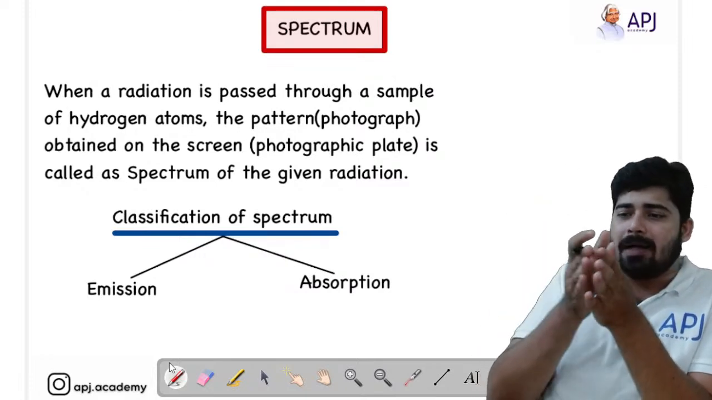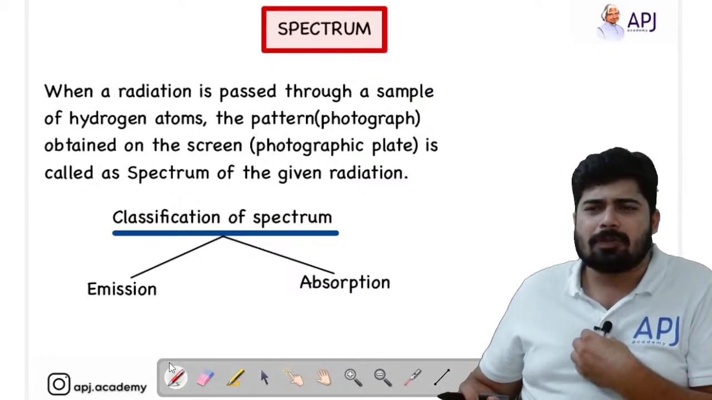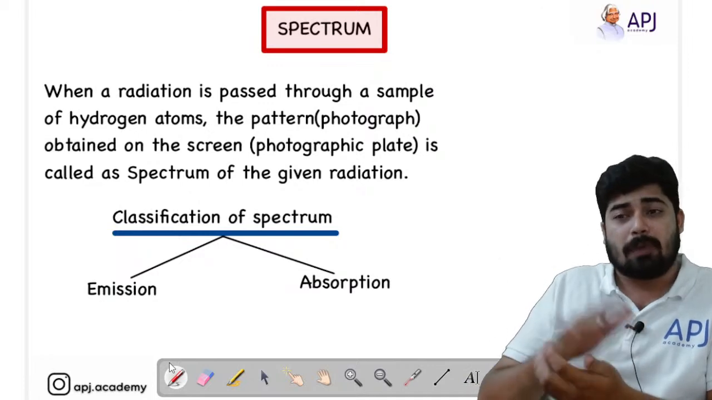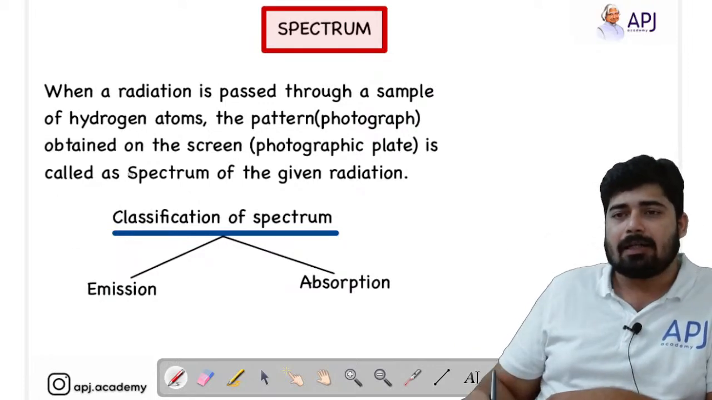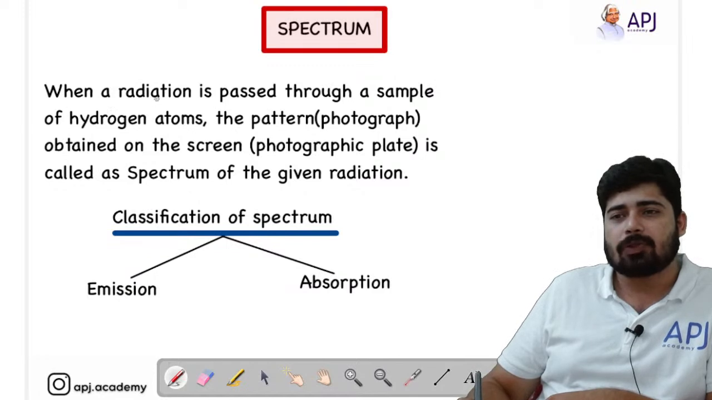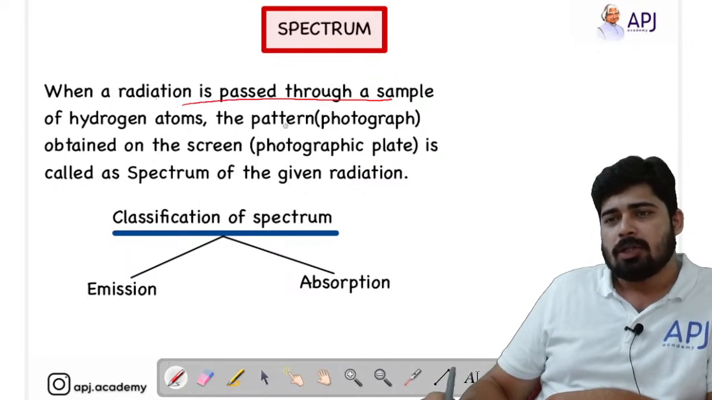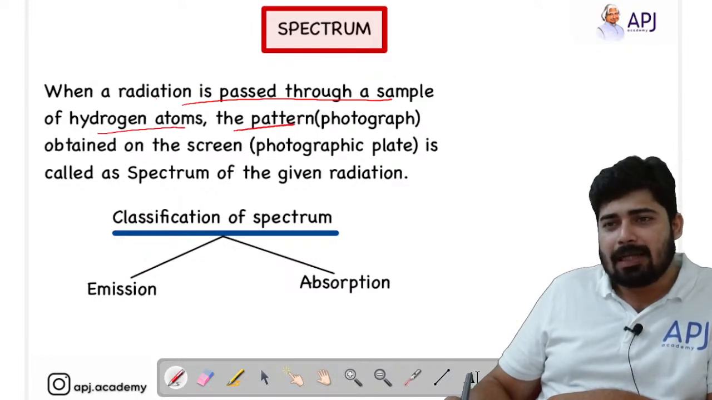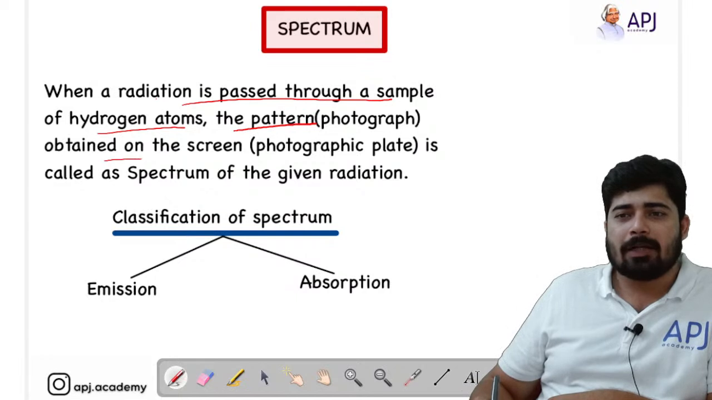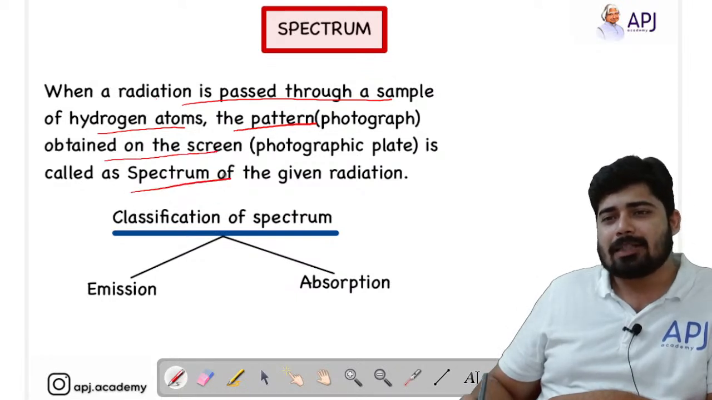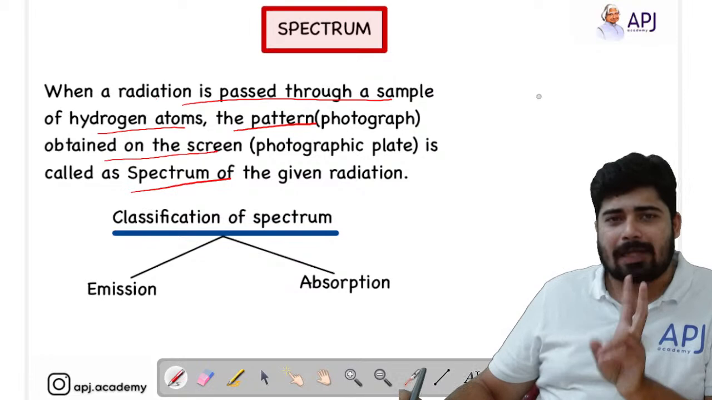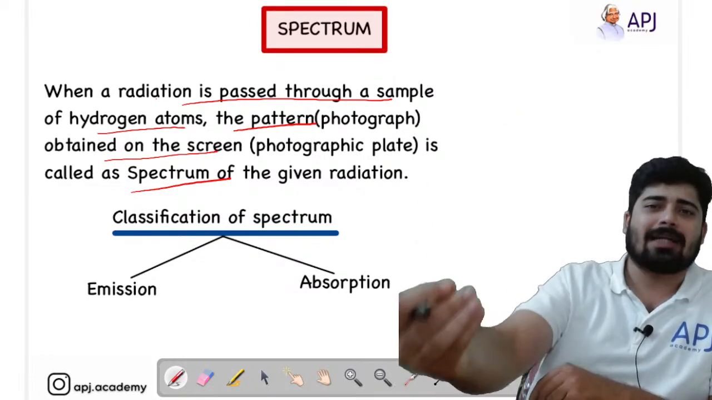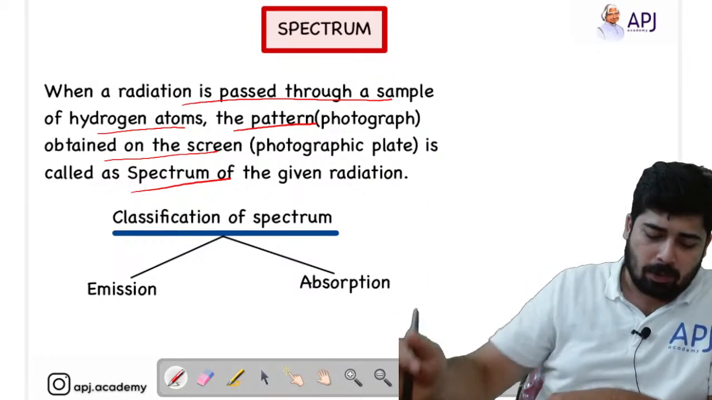So let's come to the classification of spectrum. From there you will get a clear picture of what the spectrum is. Let's read this definition first. When a radiation is passed through a sample of hydrogen atoms, you will see a pattern obtained on the screen, and that is called a spectrum. There are two types of spectrum. First I'll explain this, and only after explaining it clearly will I move to the next. Don't worry about that.